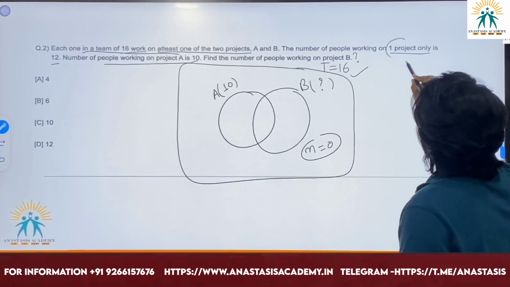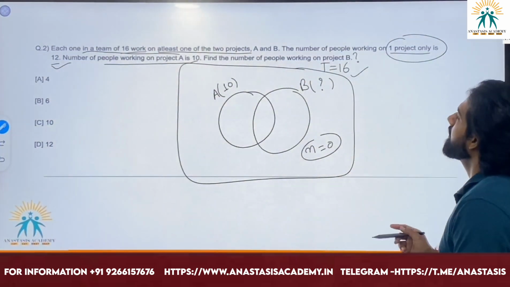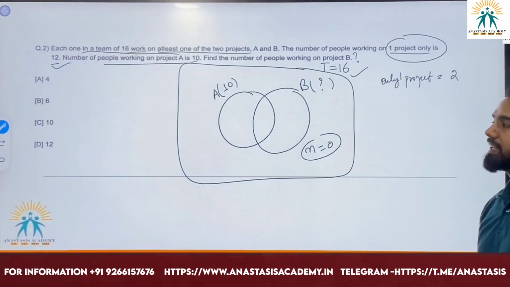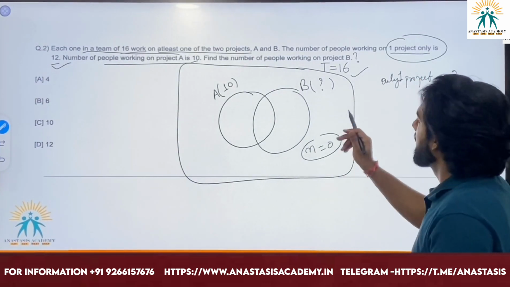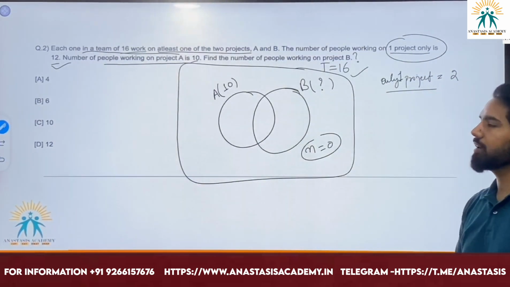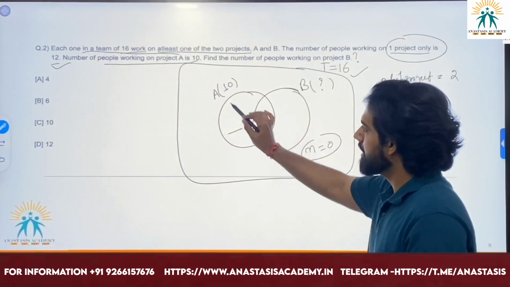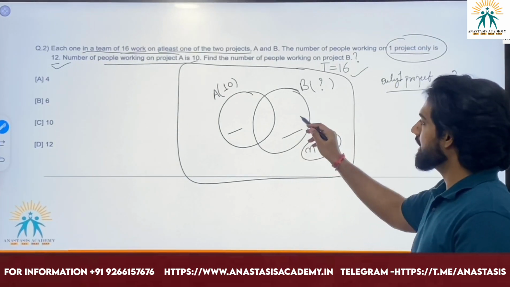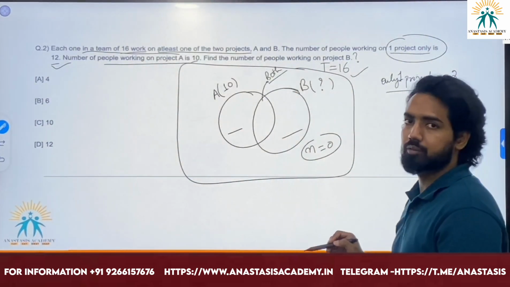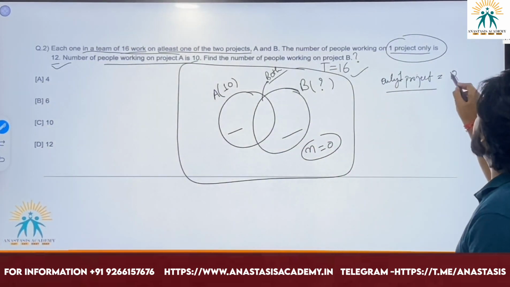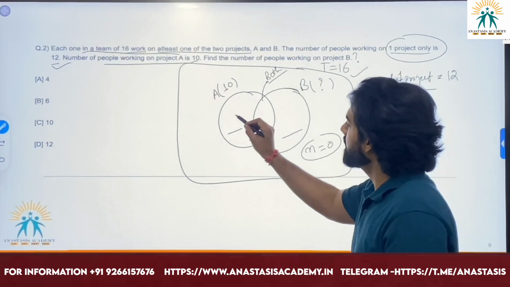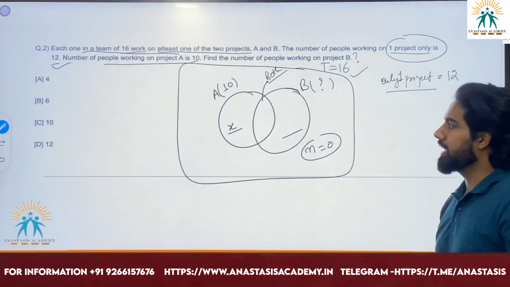So let's see. One piece of information is given: the number of people working on only one project is 12. Which regions are the people working on only one project? This is the region of people working on only project A, and this is the region of people working on only project B. This is the region of people working on both. So the sum of these two regions gives me 12, because the number of people working on one project only is 12.